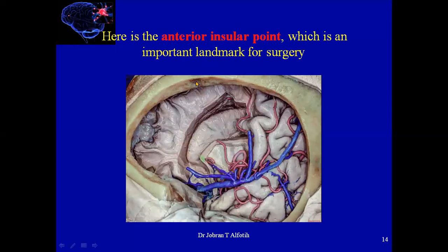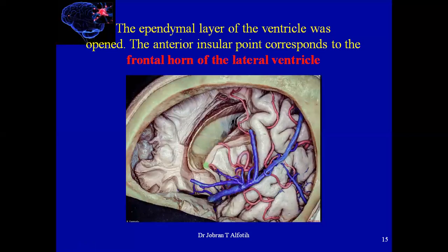As we mentioned before, the anterior insular point is the meeting point between the superior limiting sulcus and the anterior limiting sulcus, and it is a very important location for the neurosurgical approach. As we see here, why is it important? This area is near the caudate nucleus and also near the ventricle. So the anterior insular point corresponds to the frontal horn of the lateral ventricle and also the caudate nucleus, or the head of the caudate nucleus.